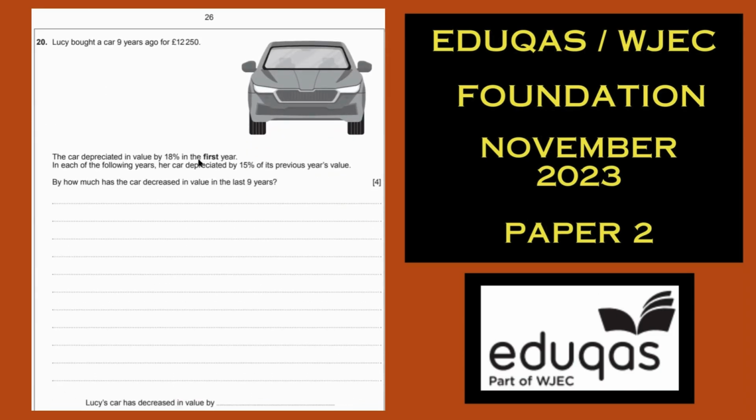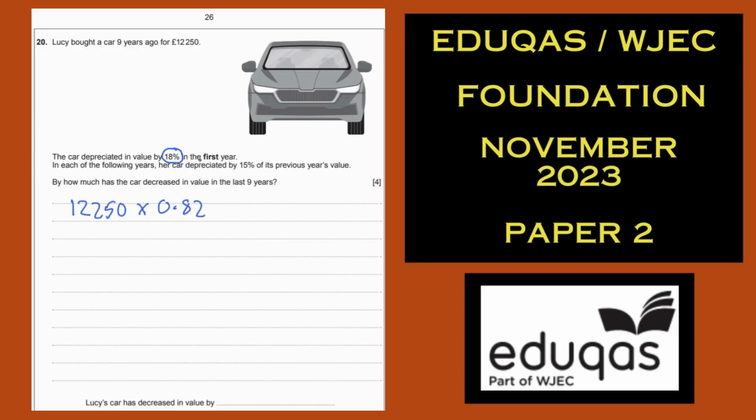Number 20. Lucy's bought a car. That's your capital. 12,250. If you depreciate by 18%, your multiplier is 0.82. I always think of it as take 18 pence off a pound and you'll get 82 pence left.